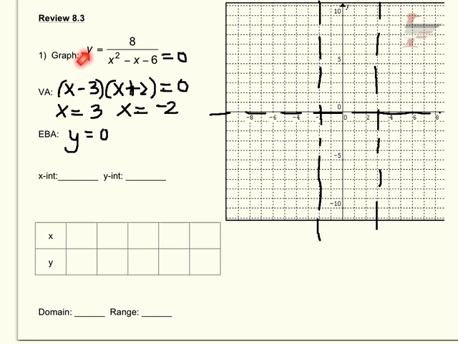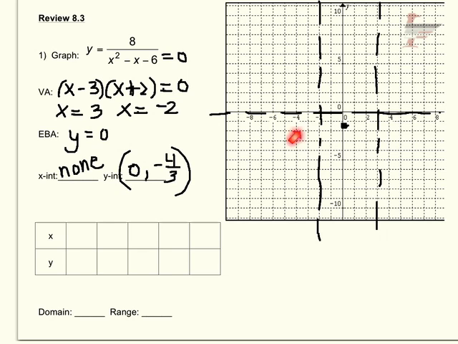So if I plug 0 in for y, then my denominator, when I multiply it over times that 0, is going to wipe out, and I'm going to have 0 equals 8, which tells me I have no x-intercepts. My y-intercept, if I put 0 in for x, I'm going to have 8 over negative 6, which of course is negative 4/3, or negative 1 1/3. So that's a free point. I can plot that right here.